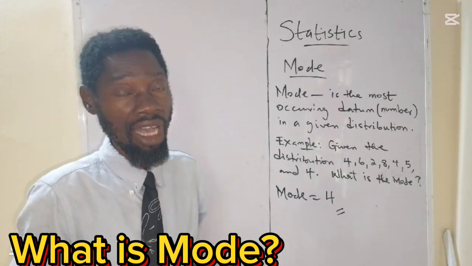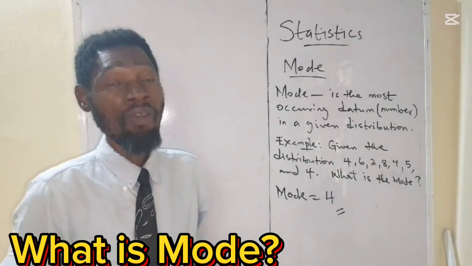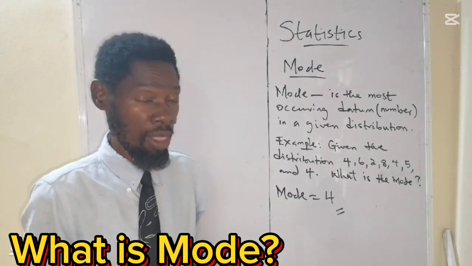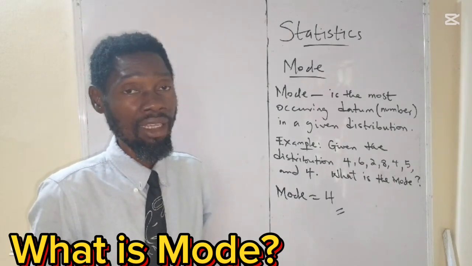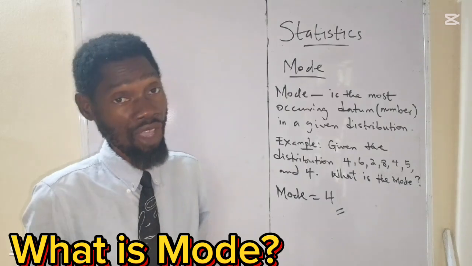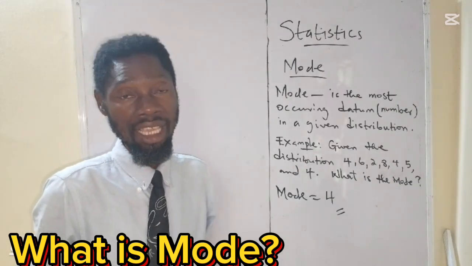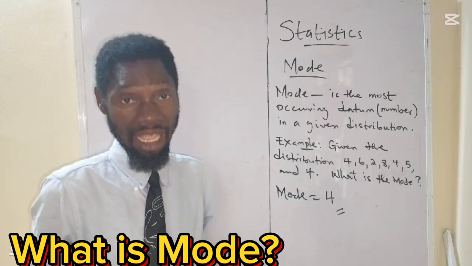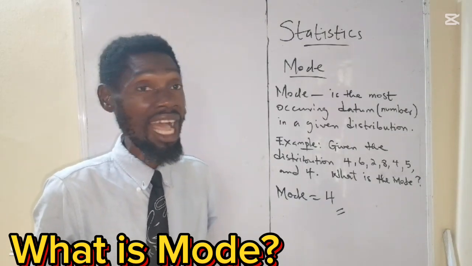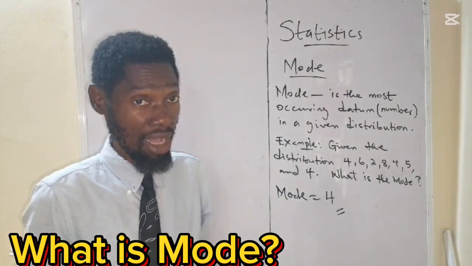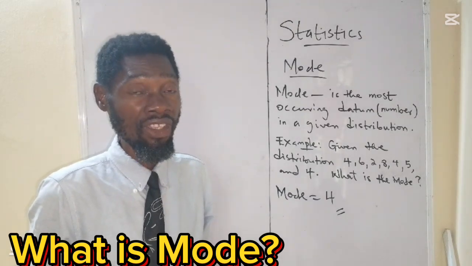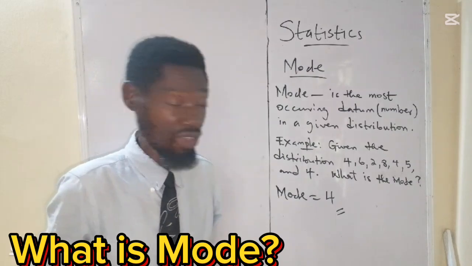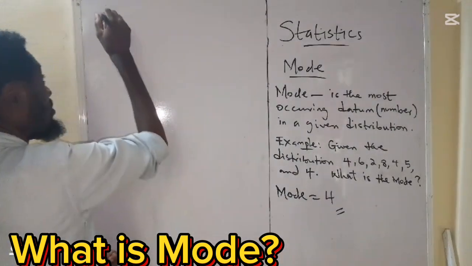Quickly here, as a leader, you should note this. The number of times a given datum or number appears in a given distribution is referred to as frequency in statistics. Please note that.